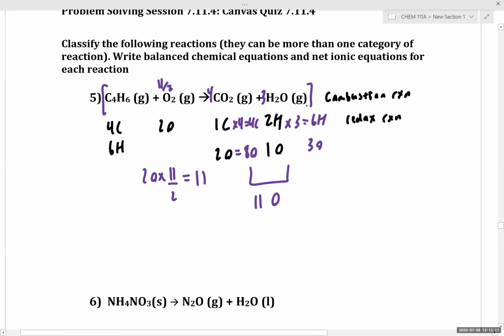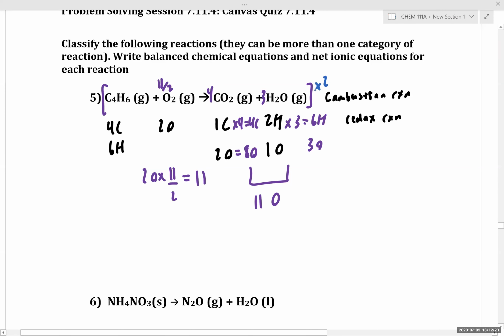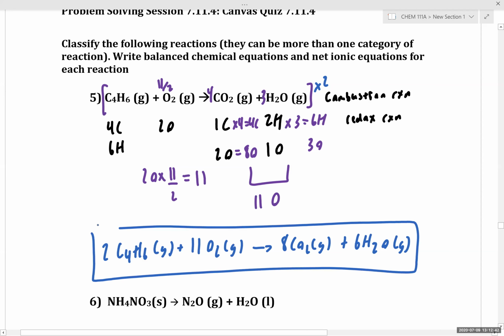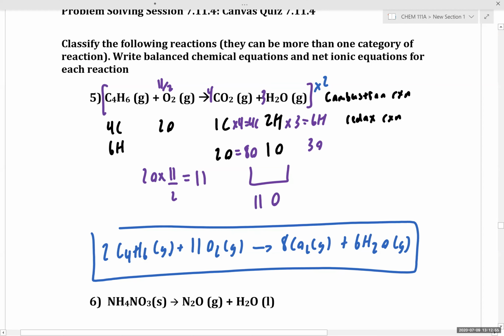However, we can't leave this chemical reaction as is. We have to multiply all of our coefficients by a common whole number, which is 2. So that in turn gives us 2 C4H6 gas plus 11 O2 gas leads to 8 CO2 gas plus 6 H2O gas. Okay, so now we have our balanced chemical equation established. And the balanced chemical equation is the exact same as our net ionic equation for this reaction.